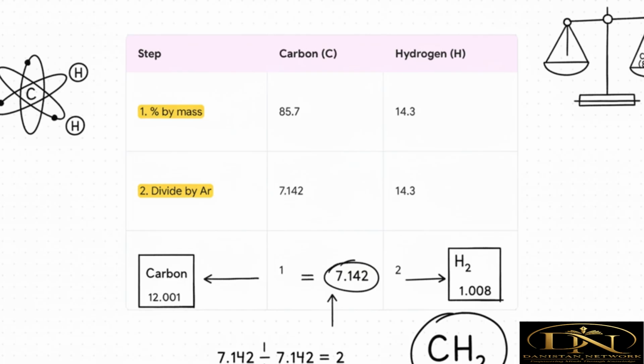From there, the process is exactly the same as before. We divide by the atomic mass to get the moles, then divide by the smallest mole value to find the ratio. And what do we get? A simple ratio of 1 to 2, which makes the empirical formula CH2.